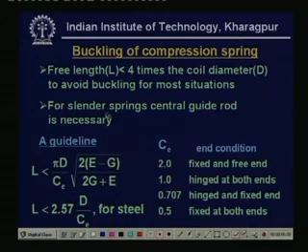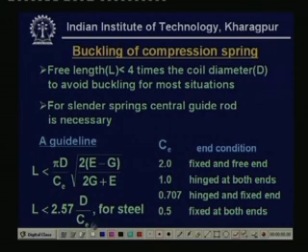Now, as a guideline, the L, the free length, should be less than pi d Ce. You understand this is the E, and G has the standard meaning of the modulus of elasticity and shear modulus of elasticity. In case of steel, if we use a value of E to be 200 GPa and G to be 80 GPa, then you get a relationship for the steel material that L should be less than 2.57 D by Ce, where Ce are the end conditions given over here.